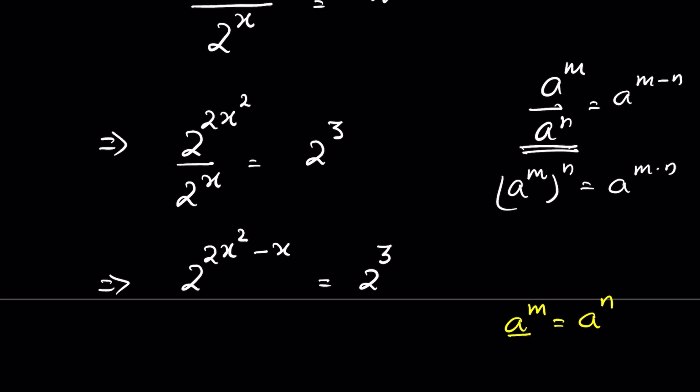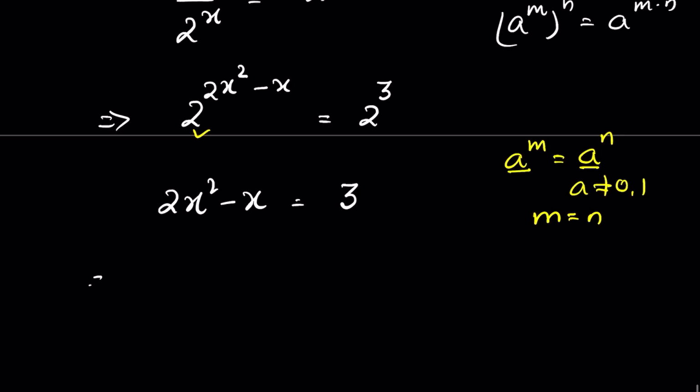Now there is a rule, if a to the power m is equal to a to the power n, and if a is not equal to 0 or 1, here a is 2, in that case m is equal to n. That means 2x square minus x is equal to 3, or 2x square minus x minus 3 is equal to 0.